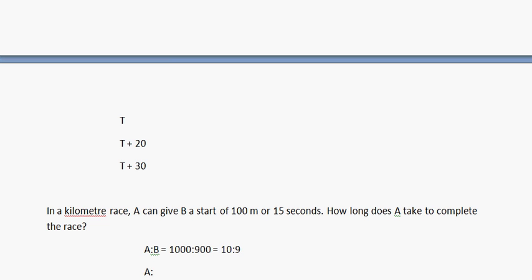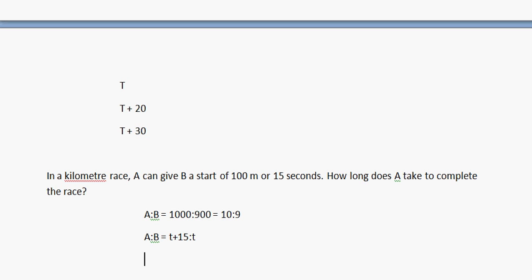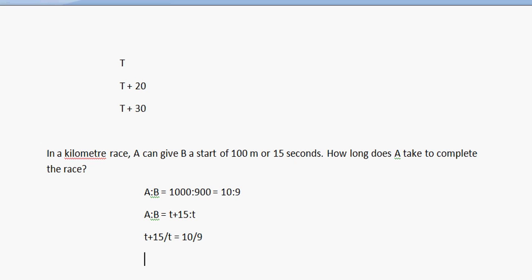Similarly, A gives B a start of 15 seconds, which means if A takes T, B would take T plus 15. This is what is meant by this. So these are the two equalities of the ratio of A to B. If we equalize them, T plus 15 divided by T is equal to 10 ratio 9. If we solve it, T would come out to be 135 seconds.